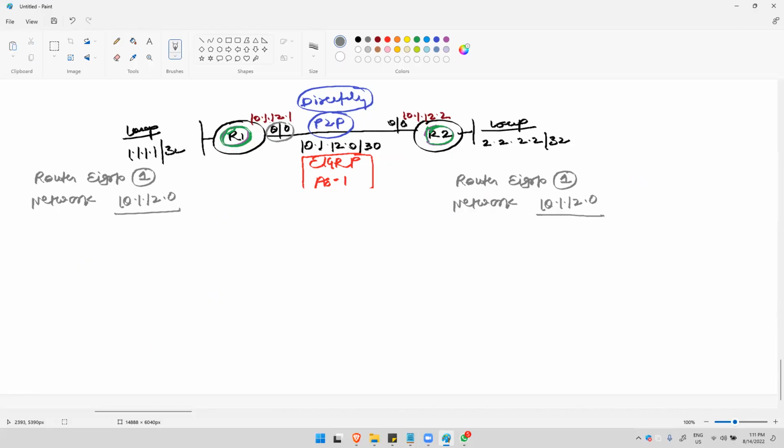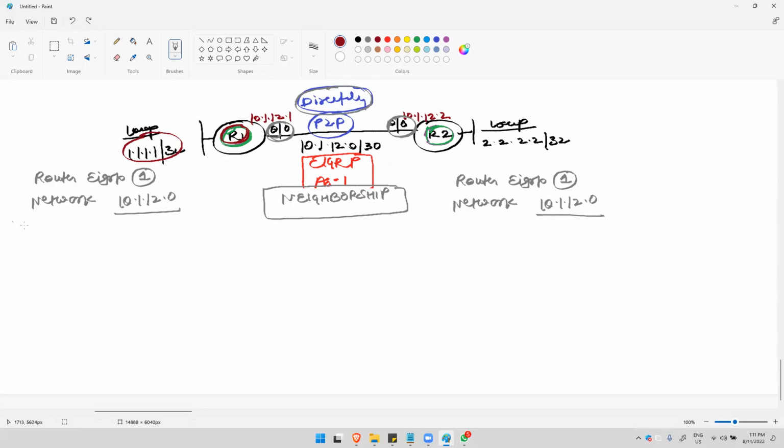Now router 1 says I enabled EIGRP on this interface and successfully formed neighborship. Do we exchange any information? No. By default, EIGRP never exchanges network information directly. But router 1 says I want to advertise my network, because this network is directly connected with R2.